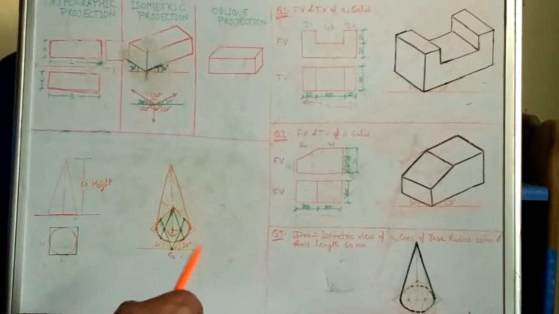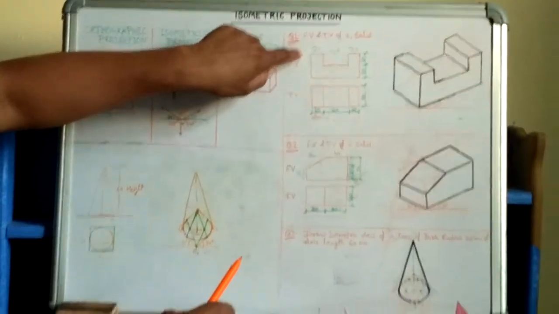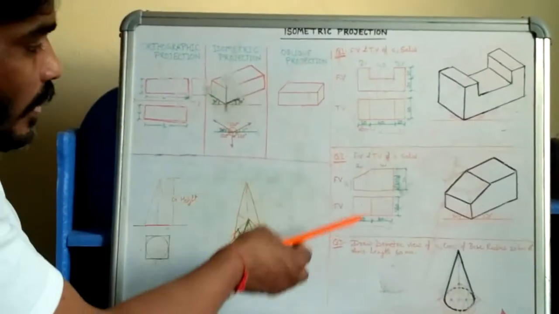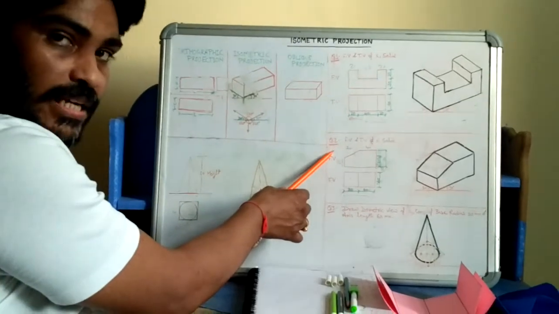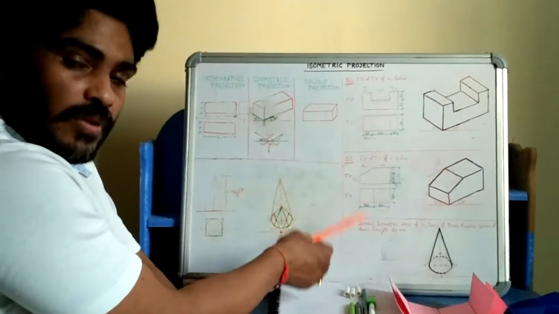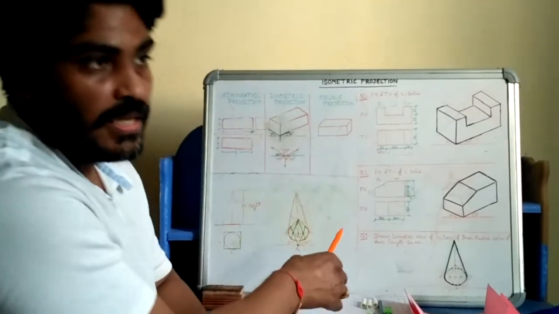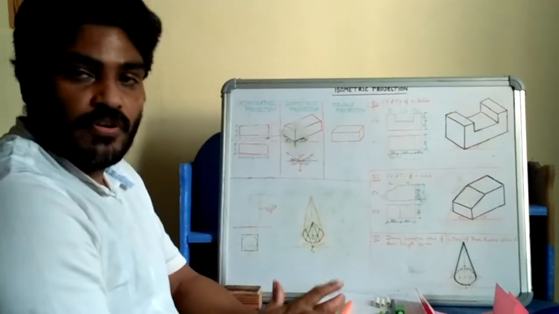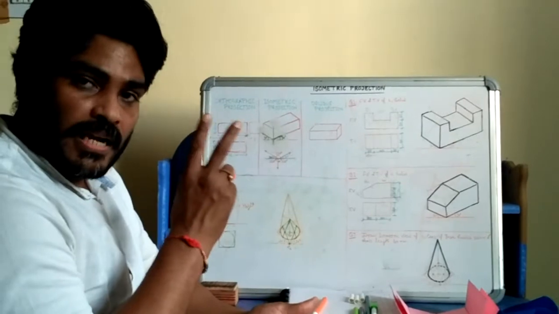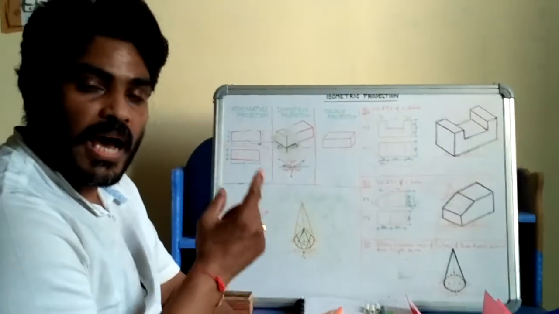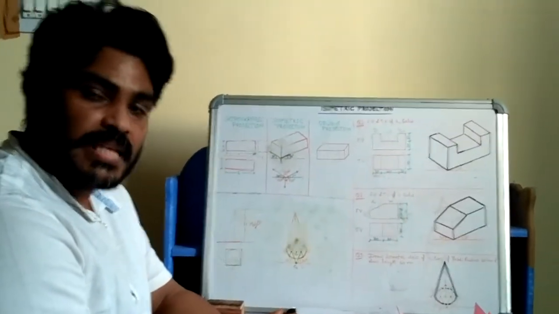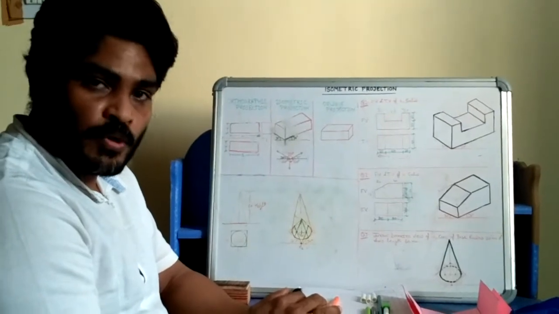So we have learned how to draw this first question, we have already learned how to draw this second question, and we have learned how to draw the isometric view of a cone. Now, one more thing I want to discuss with you. There are two terms. One is isometric view and the second one is isometric projection.